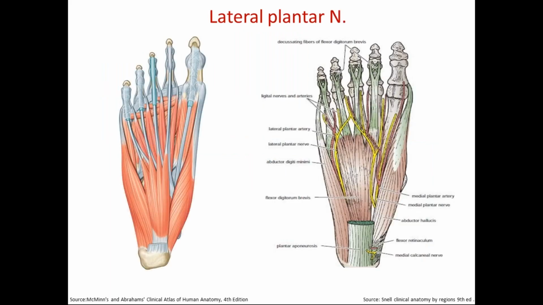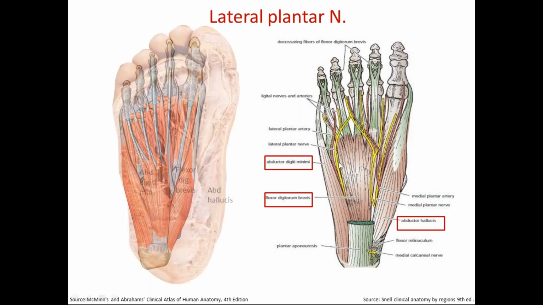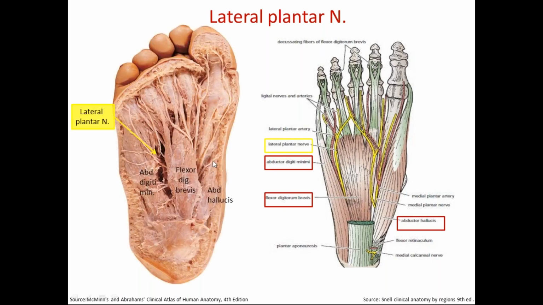Now if you talk about the lateral plantar nerve, to focus on the lateral plantar nerve we have to focus on two muscles, the flexor digitorum brevis and the abductor digiti minimi, because in between them there is the lateral plantar nerve. So same in the prosected specimen image of the atlas, you can see the flexor digitorum brevis, the abductor digiti minimi, and in between them you can see the branches from the lateral plantar nerve.